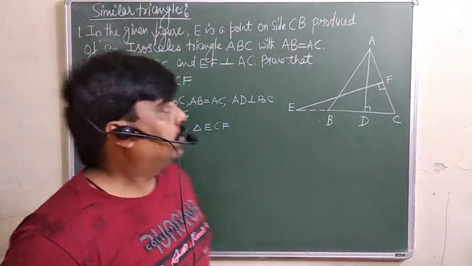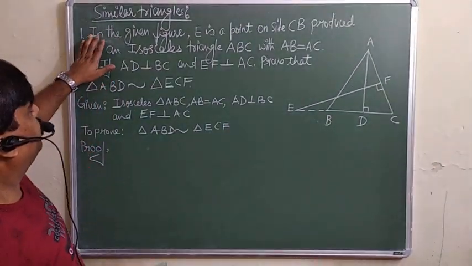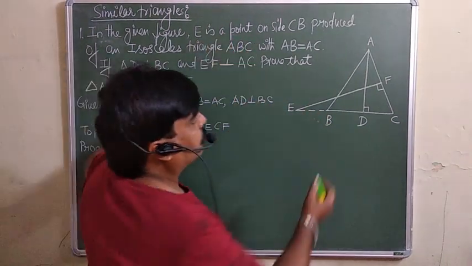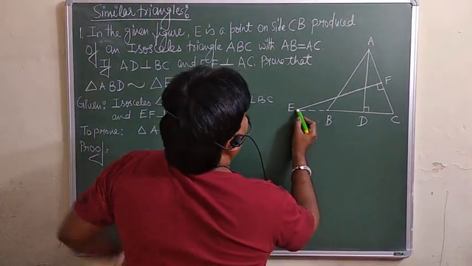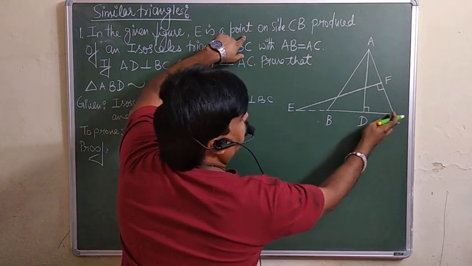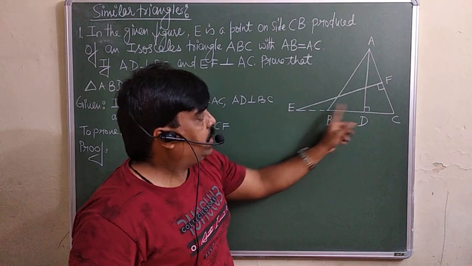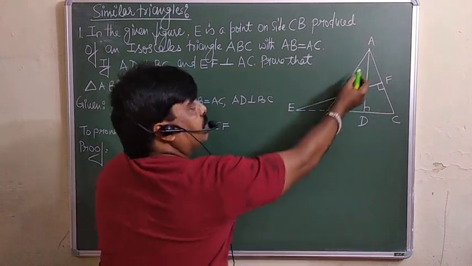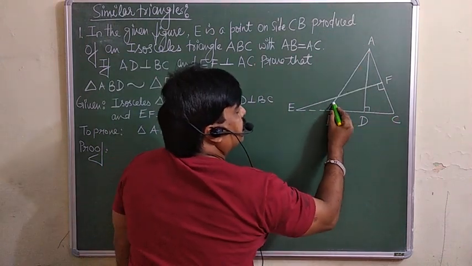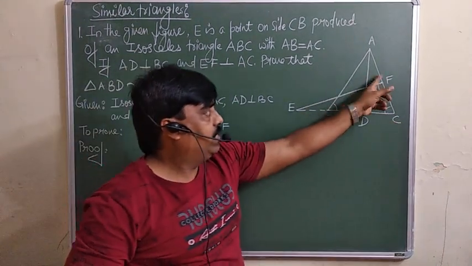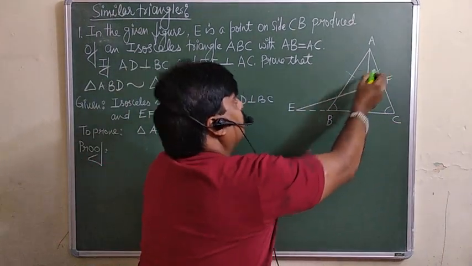Hello everybody. Now the question is, in the given figure, E is a point on the side BC which is produced of an isosceles triangle. This ABC is an isosceles triangle. It means if ABC is an isosceles triangle, then you can say angle B will be equal to angle C, because equal sides opposite angles are always equal.